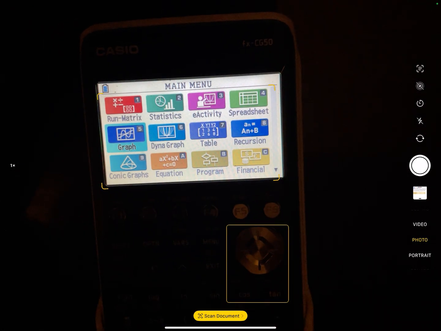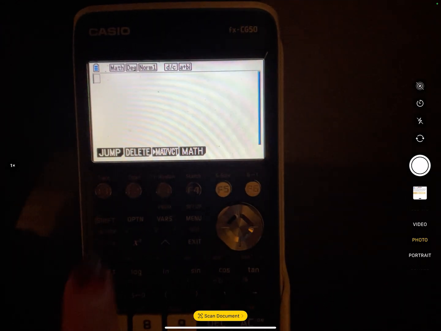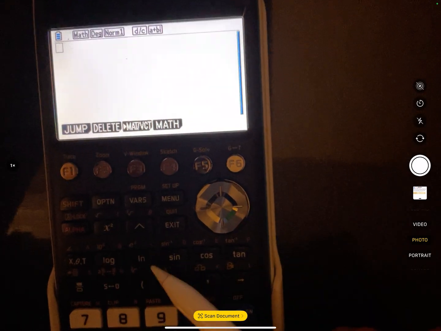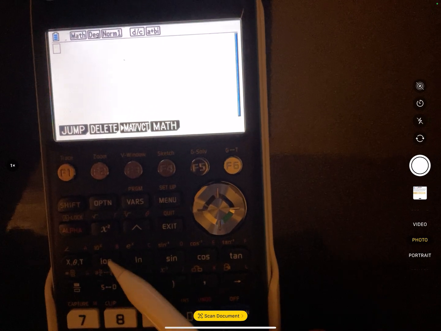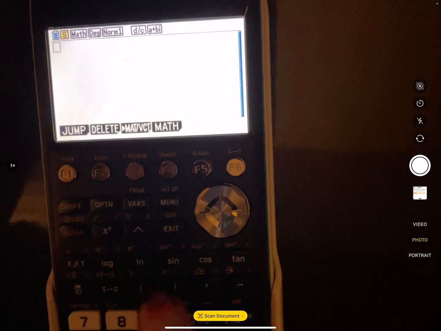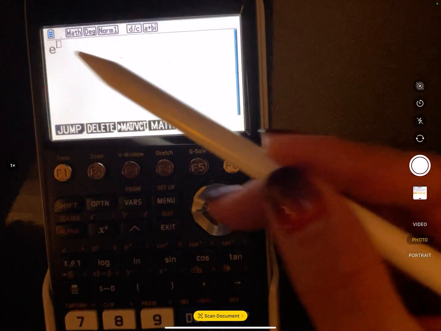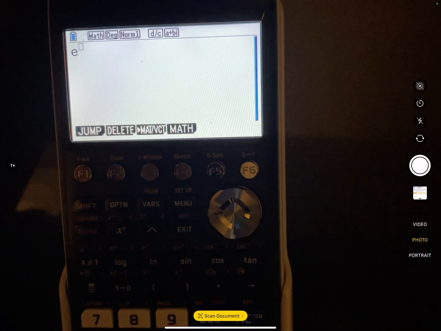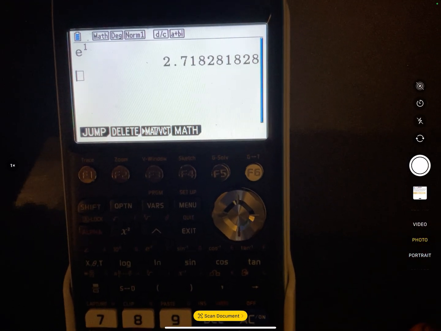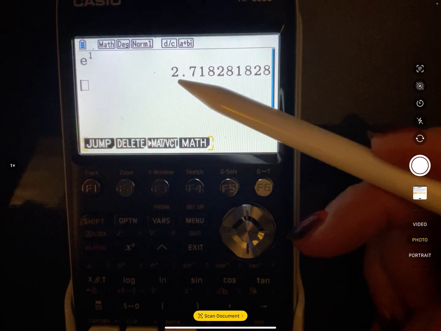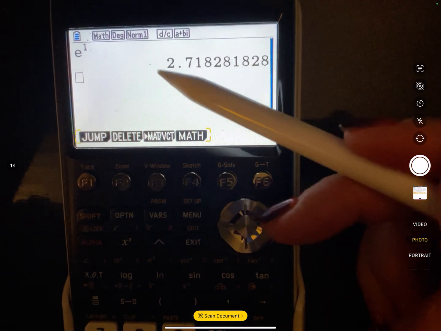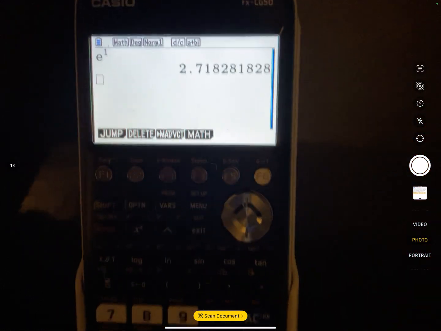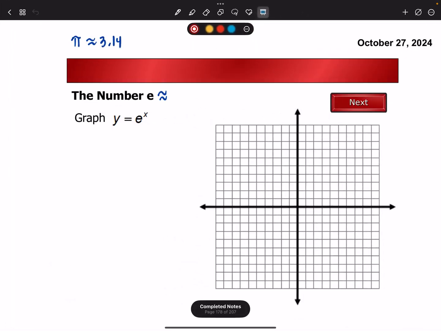We're going to go to the main menu, and you're going to hit the Shift button, and then this LN button. It's right next to the button that says log. So Shift, LN, and you'll see that an E to a power pops up on your screen. If you just want the value of E, you're just going to raise it to the first power and press Enter. And that value is about 2.718. We're going to go out 3 decimal places, 2.718. So we go back here, and that is our value of E.